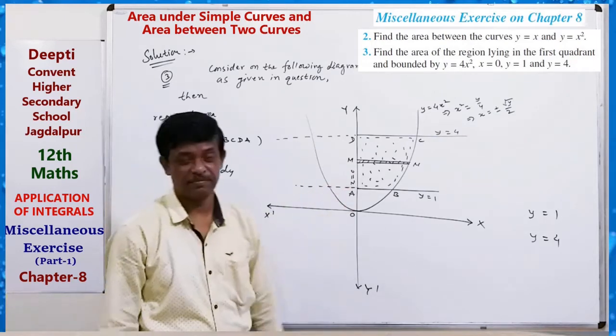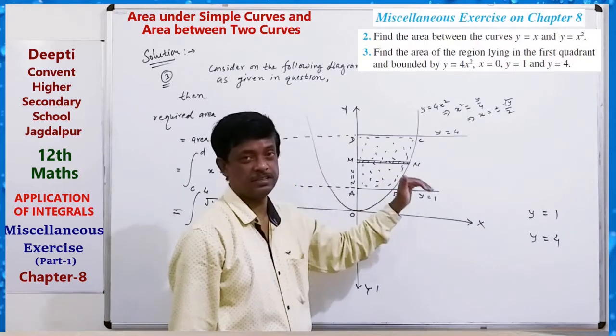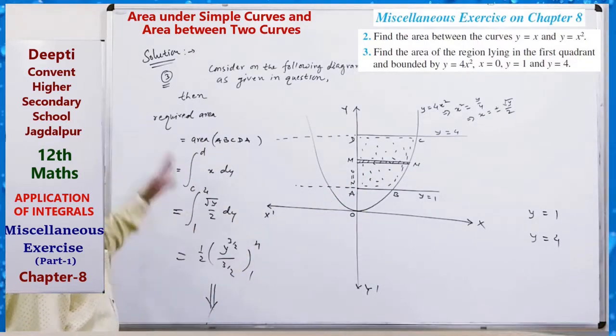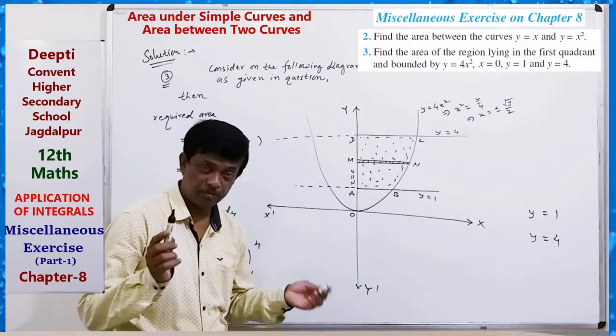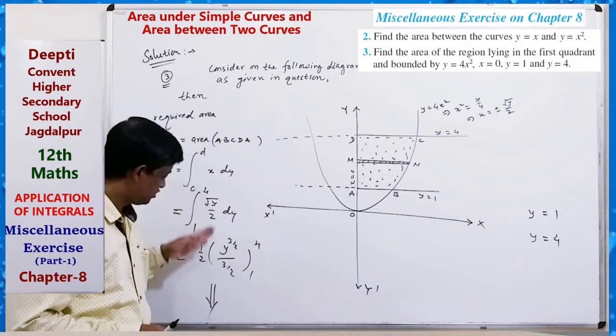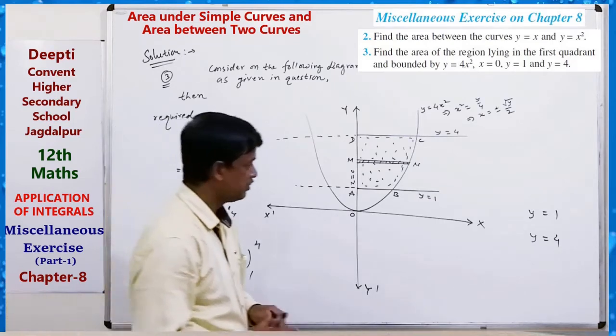So this is the diagram. Here, not a vertical strip, take a horizontal strip for ease. Okay, so this was question three. You have to solve completely: drawing, writing and solving this. Clear? This is up to solving.